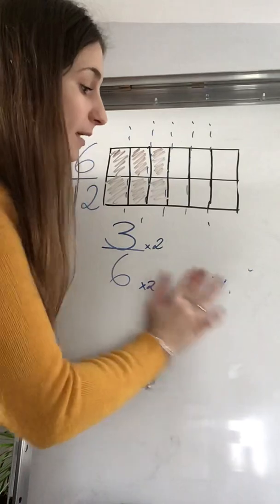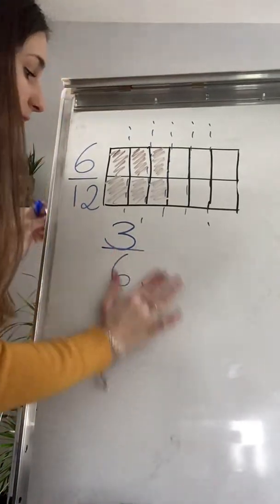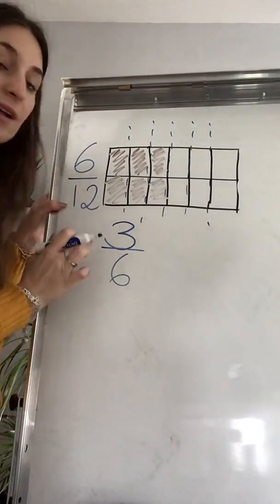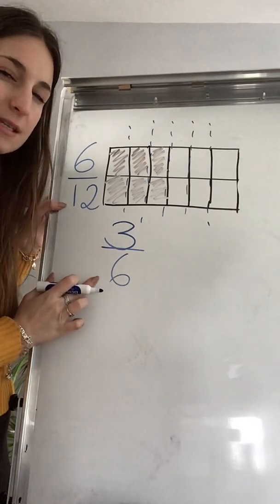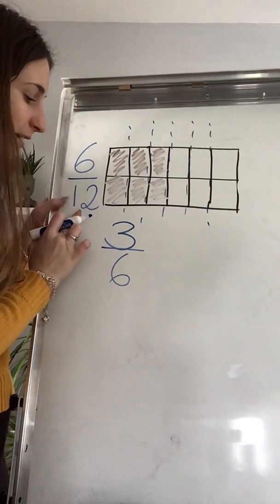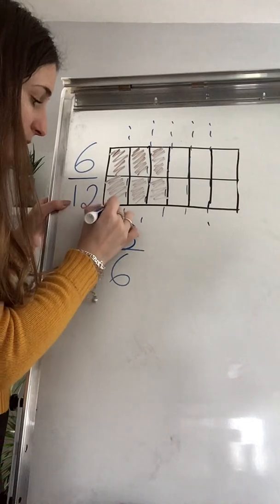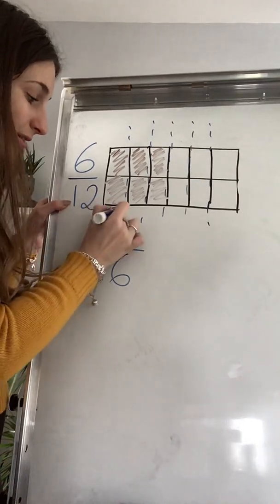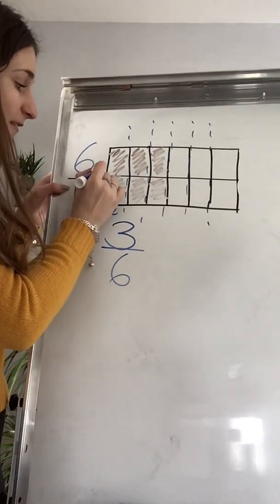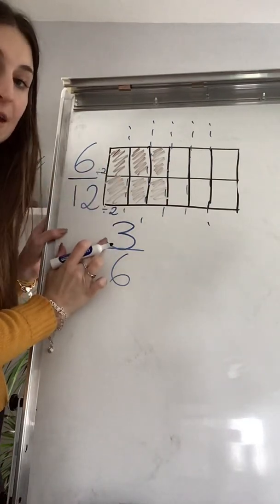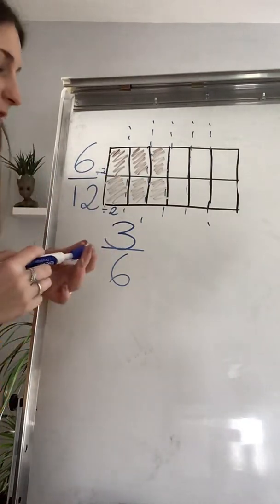You could do it in a different way using division. I have 6 and 12 and I have 3 6. Is it equivalent? Let's see. I need to divide 12 divided by 2 is 6. 6 divided by 2 is 3. So it is equivalent. Alright?